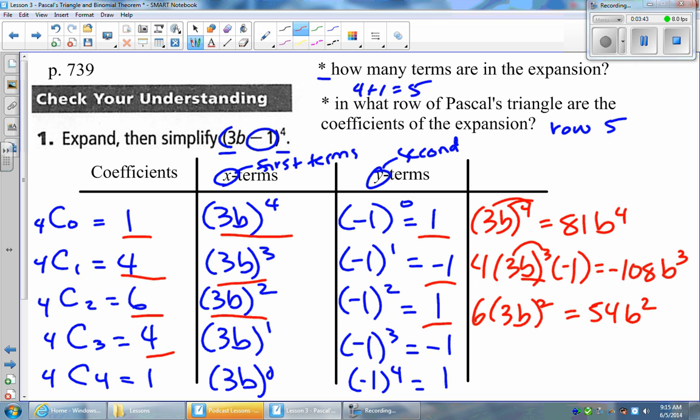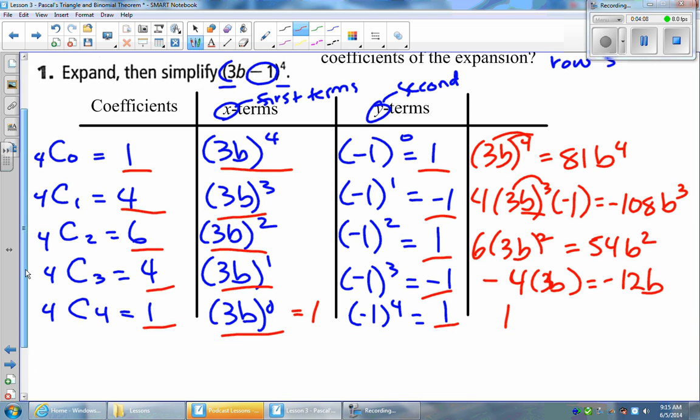Next term here is 4 times (3b)^1 times negative 1. That's going to give you negative 4 times 3b. Okay, and that's going to simplify to negative 12b. Last term here, we have 1 times (3b)^0, which is just 1 times 1. So my last term is just going to be simply positive 1.